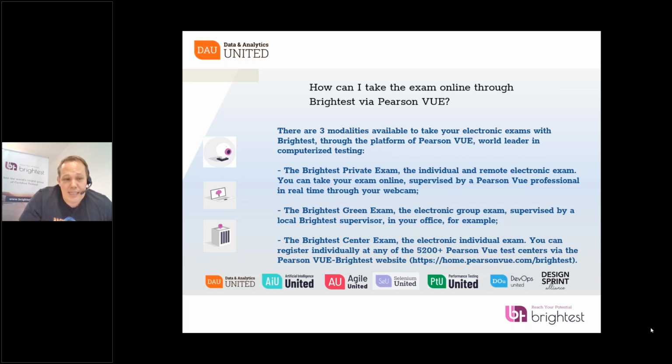Some people are still going to test centers, which is the bottom one. We call them Brightest Center exams. On the top of the three, there's a little camera, and this is our Brightest Private exams. You can do the exams in your own home. There's no price difference between the different modalities for us. We've kept it very straightforward. So if you have any questions about what it costs in your area, just let us know. The information will follow in the next slide.